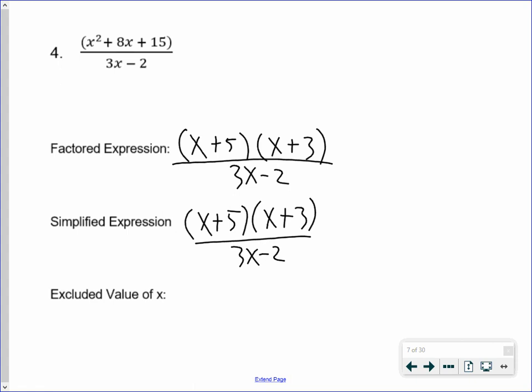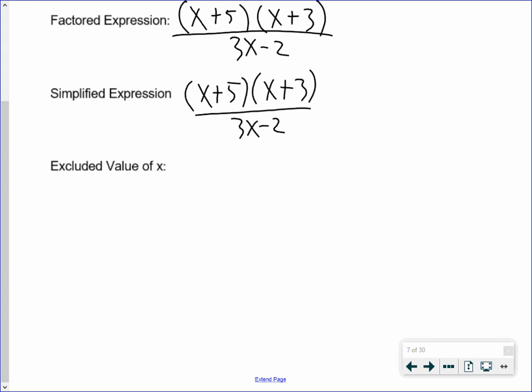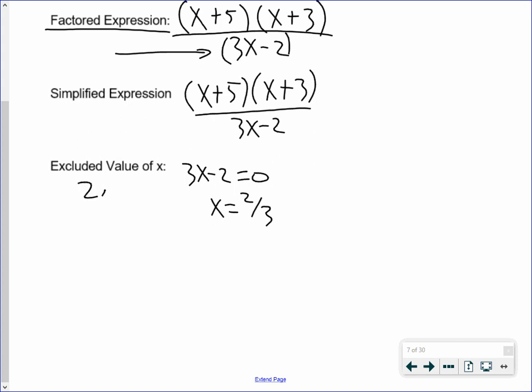So our simplified expression will be equal to our factored expression. Okay, and now we need to figure out what our excluded values of x are going to be. So again, we're going to go to our factored expression, and we're going to set every factor in the denominator equal to 0 and see what we get. So we solve this for x, we'll get that x equals 2 over 3. So our excluded value of x is 2/3, or in other words, x cannot equal 2 over 3.